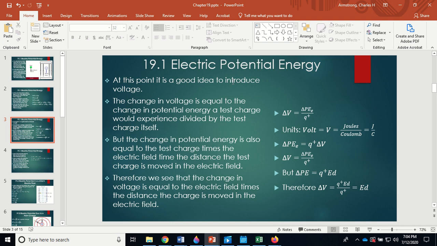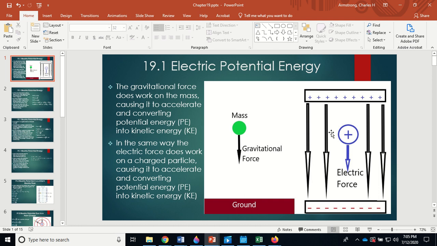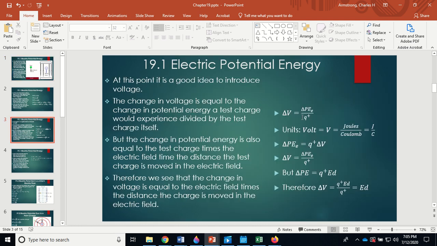Voltage is related to energy. A change in voltage is equal to the change in potential energy a test charge would experience divided by the test charge itself. So we have a test charge in a field like this. Okay, it undergoes a change in potential energy. If we take that change in potential energy in joules divided by the test charge's charge in coulombs, that's equal to the change in the voltage it undergoes.